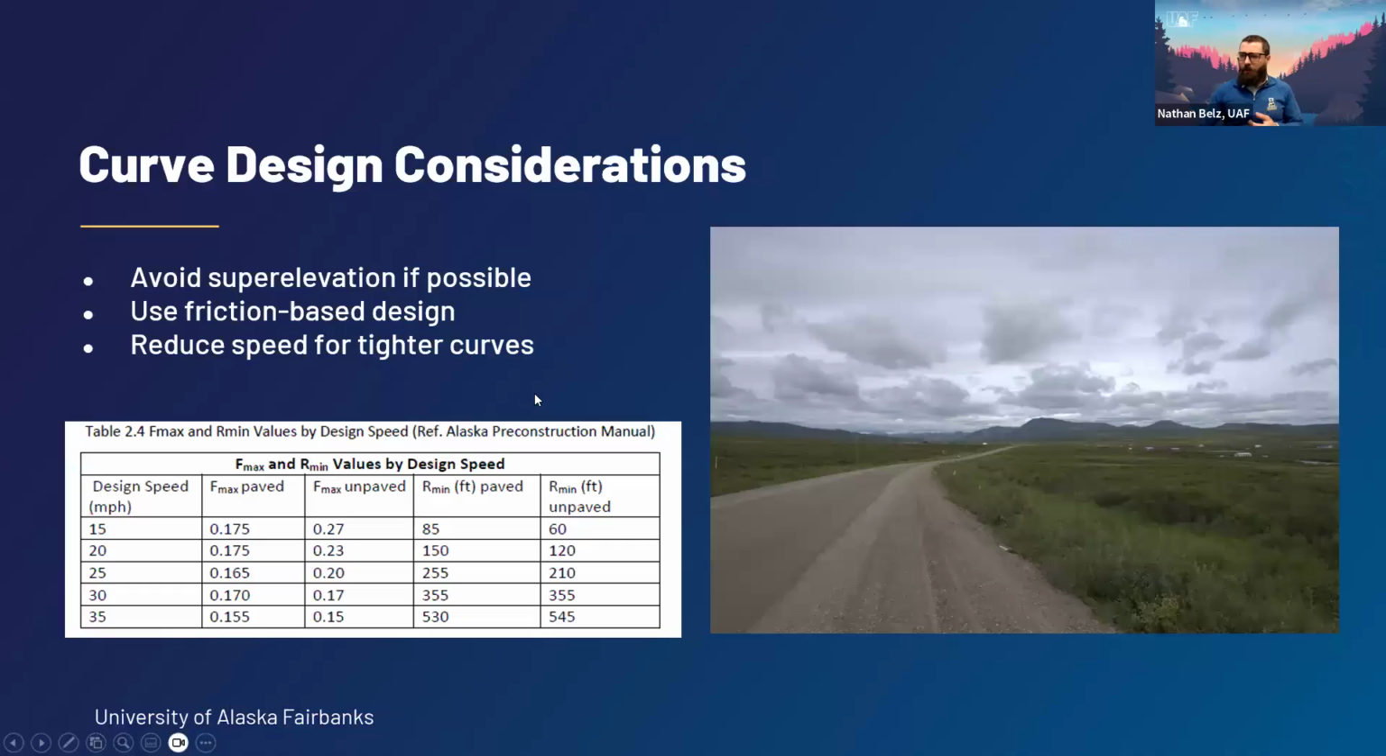And just to show an example of that here, for paved and unpaved, we're really just looking at two different values of side friction factors for those. So the minimum radius on paved surfaces ranges from 85 to 530 feet for up to a 35 mile an hour design speed, or 60 feet up to 545 feet for the unpaved surfaces.